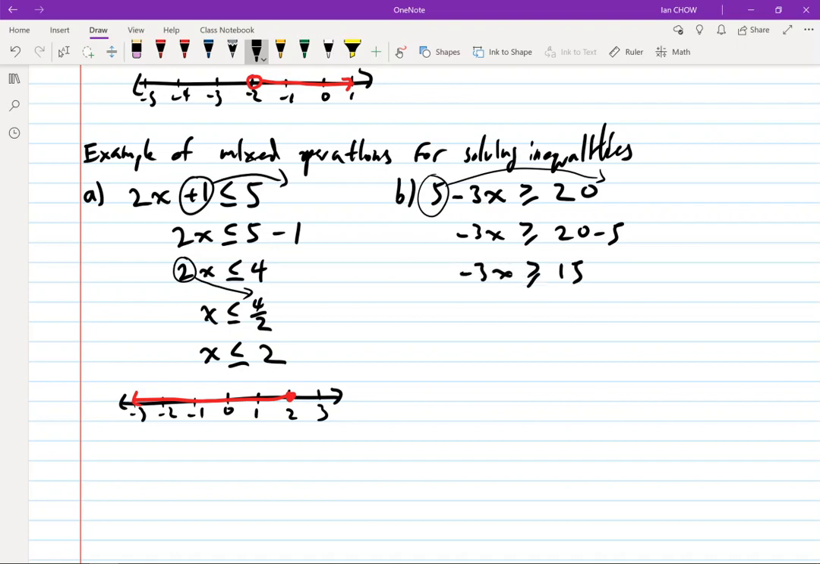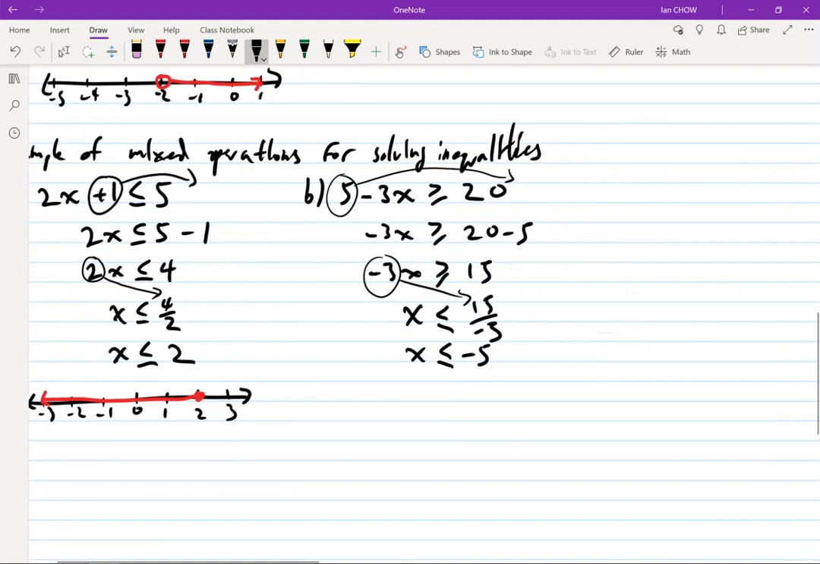And then what we're going to do is divide both sides by -3. And so when we do this, x is now less than or equal to, because we're multiplying or dividing by a negative number, that's going to be 15 over -3. And so 15 divided by a negative number will be negative, and 15 divided by 3 will be 5, so that will be -5 in the end. So x is less than or equal to -5. So that's the first way of doing this.